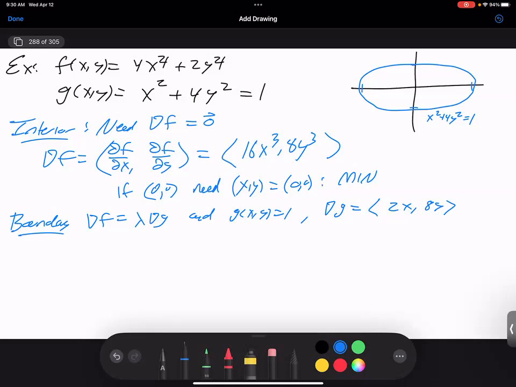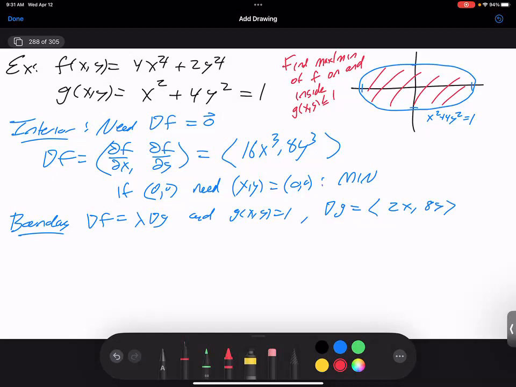Because that's the boundary constraint. That's the surface we're on. Right, we're trying to maximize this function. So, find the max and min of f on and inside g of x,y less than or equal to 1. I didn't write that down explicitly. g of x,y equals 1 is the boundary, and then less than 1 is the interior.